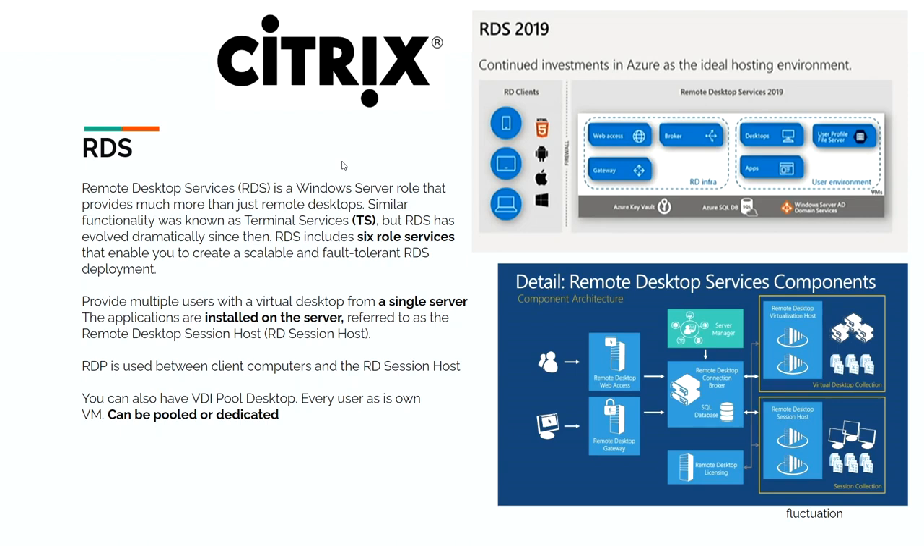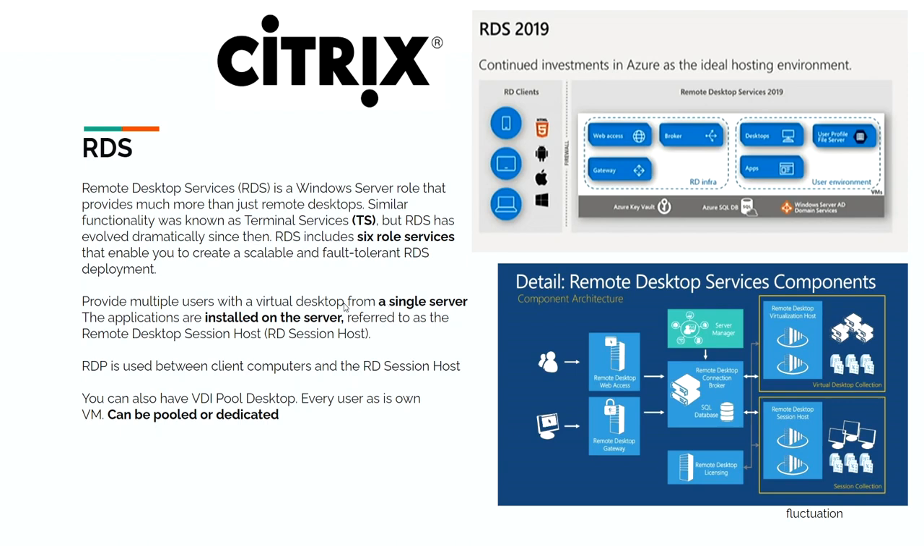RDS is a Windows Server role that provides much more than just remote desktop. Similar functionality was known as Terminal Services, TS, but RDS has evolved dramatically since then. RDS includes 6 role services that enable you to create a scalable and fault-tolerant RDS deployment. It provides multi-user access with a virtual desktop from a single server.